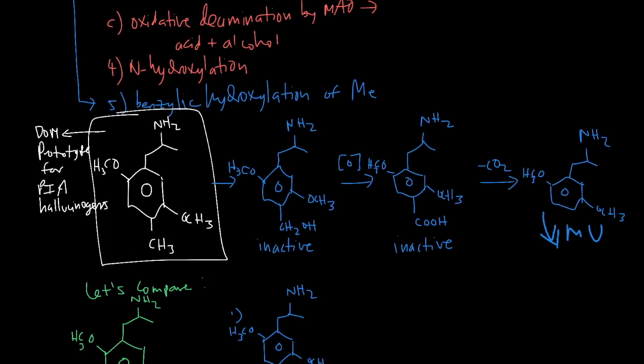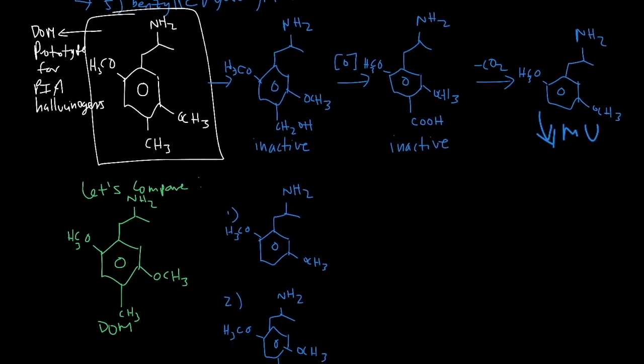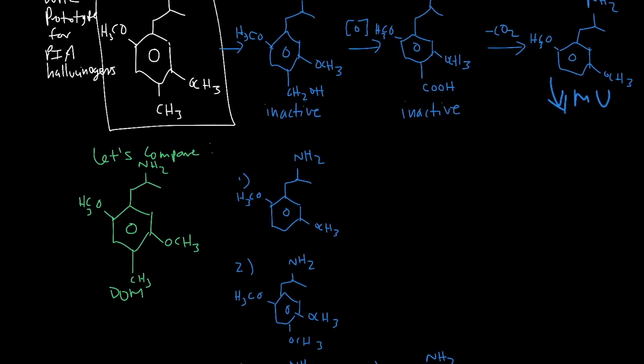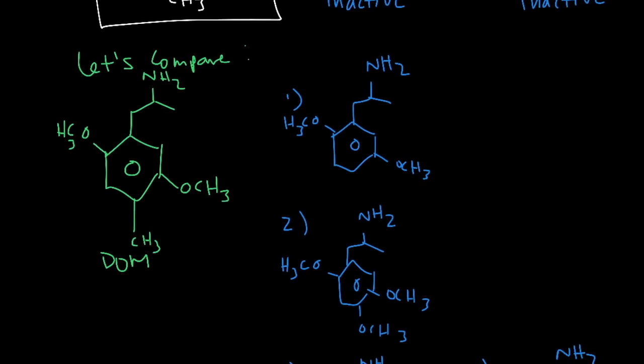So now, the table that Glennon has on page 25 of his handout, I'm going to do it in picture form for you, for the visual learners, because I'm a visual learner. So we're going to compare all these structures against DOM, which is your prototype for the PIA hallucinogens. So DOM is shown on the left in green. So we're going to go one by one down the table. So number one, the only thing we're going to change is the 4 position.